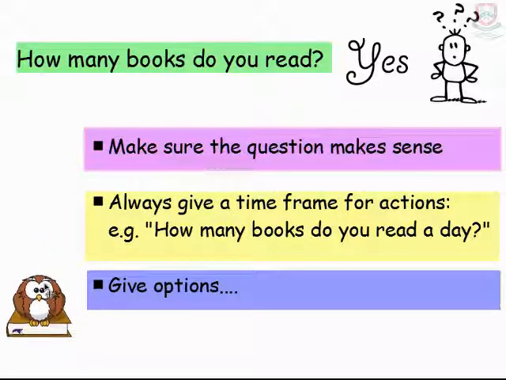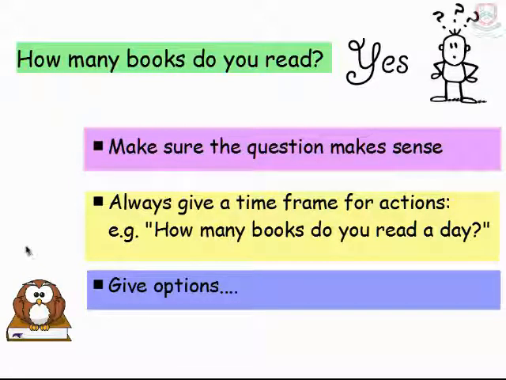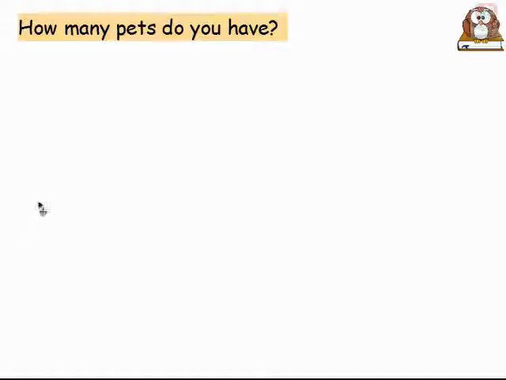And the final point is to give options. Now, it might be easier for us just to put a little line and say, please fill in your answer. But this is a little bit of a problem for mathematicians, because the important side for us is that we want to look at the data, and if people write it in, what we end up with is a big mess. To prove my point, we're going to look at this question: how many pets do you have?